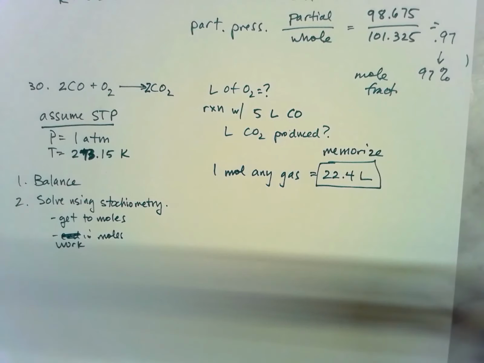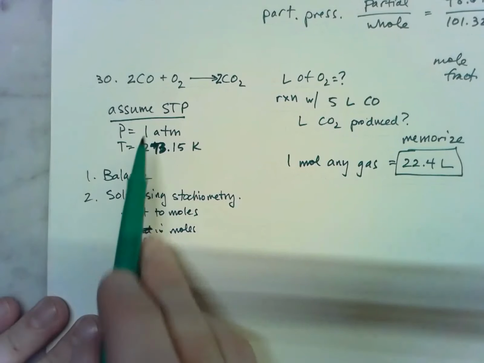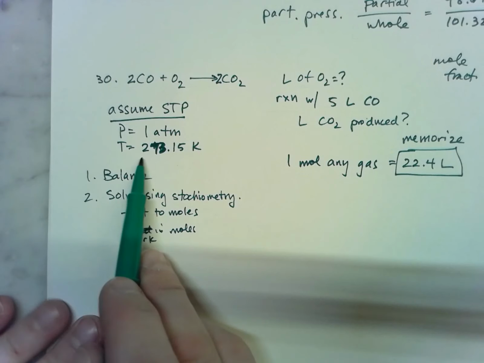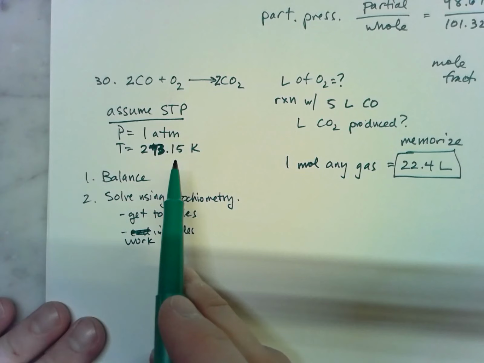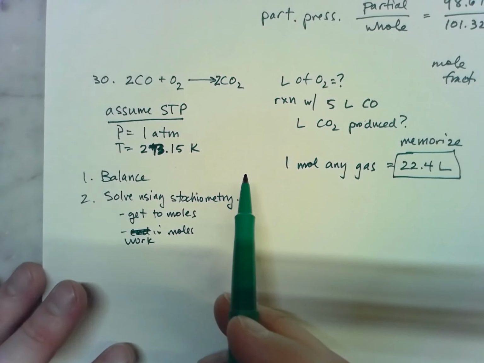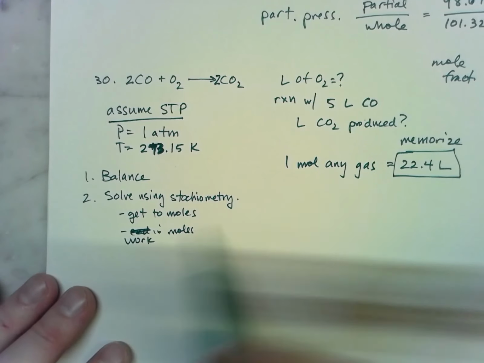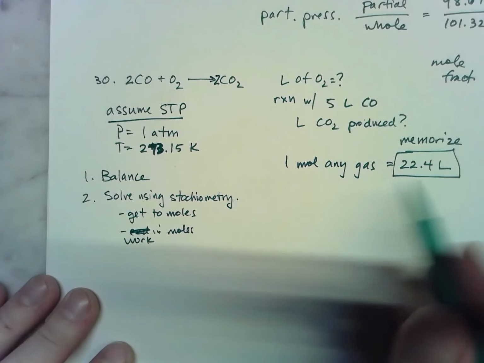Okay, and really that is not that big of a deal because anytime you get stuck, you can plug in this P, this T, the R you need, and a volume you have, and solve for the number of moles, or plug in 1 mole and then solve for the volume, and you're going to get 22.4.